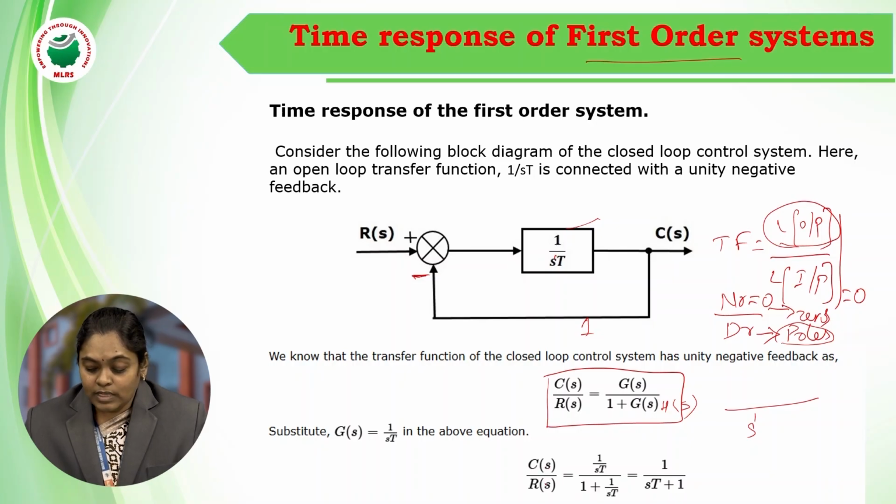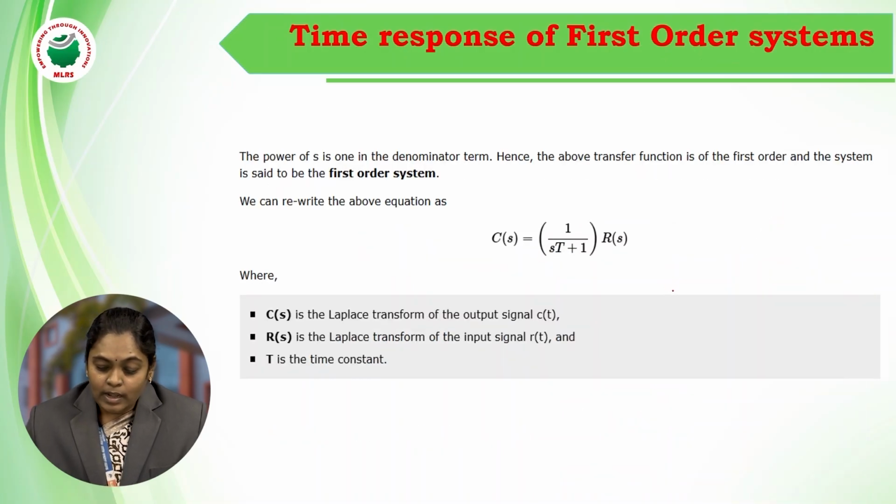So here C of s can be written as R of s into 1 by 1 plus sT. Here R of s is the Laplace transform of the input signal r of t, and C of s is the Laplace transform of the output signal c of t, and T is a time constant.